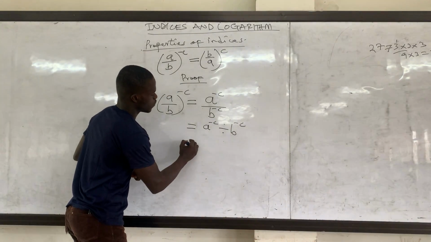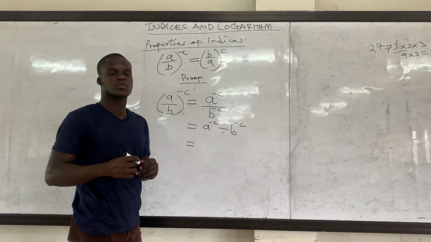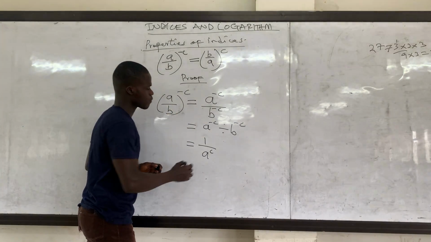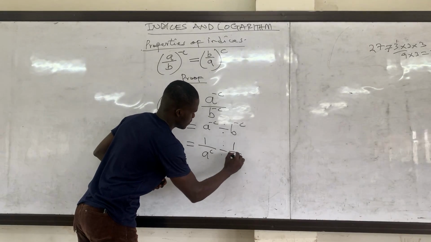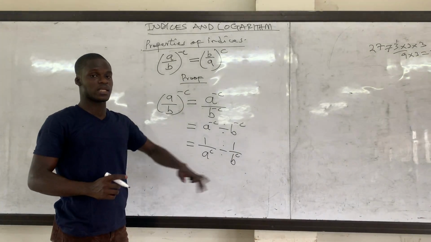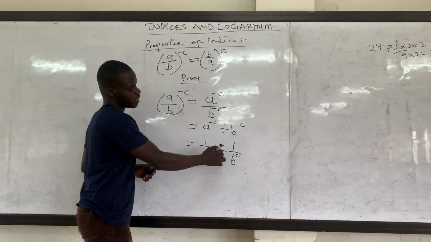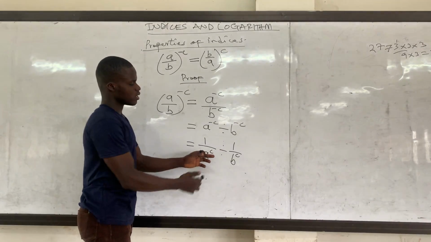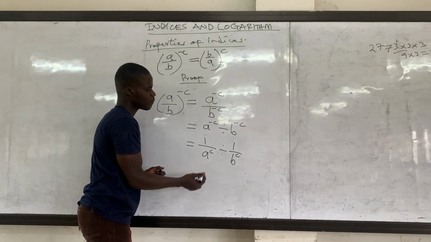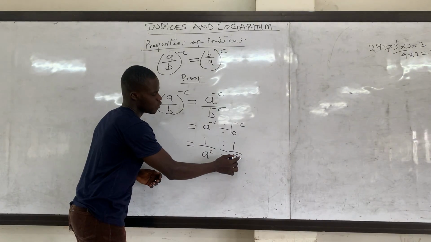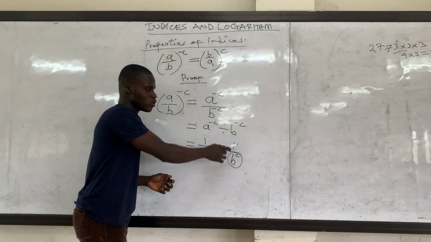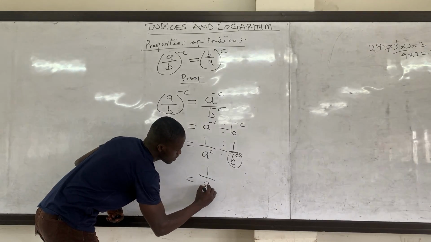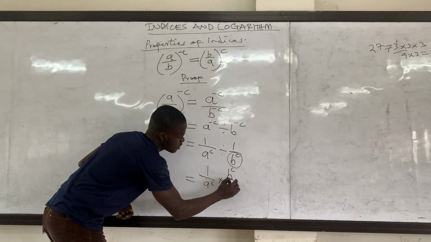Okay, good. Now, one of the properties of indices we studied made us aware that a exponent negative c is the same as 1 over a exponent c, divided by 1 over b exponent c. Okay, we've actually looked at this property. So we'll have to change this division sign to multiplication. But in changing this division sign to multiplication, then we reciprocate this. So reciprocation simply means that we will take the denominator to the numerator, then we take the numerator to the denominator. That's simply what we are going to do. So 1 over a exponent c times b exponent c over 1.